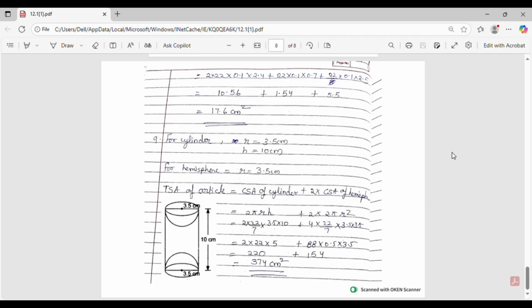So for the cylinder, r would be 3.5 centimeter and h would be 10. For the hemisphere, r would be 3.5 centimeter. TSA of this article would be CSA of cylinder plus 2 into CSA of hemisphere. So we will find 2 pi r h plus 2 into 2 pi r square. So it would be 374 centimeters square. So the TSA of the article would be 374 centimeters square.